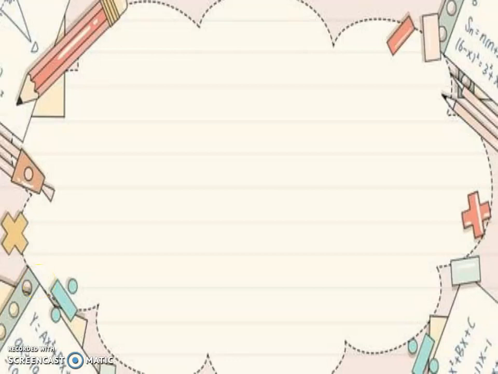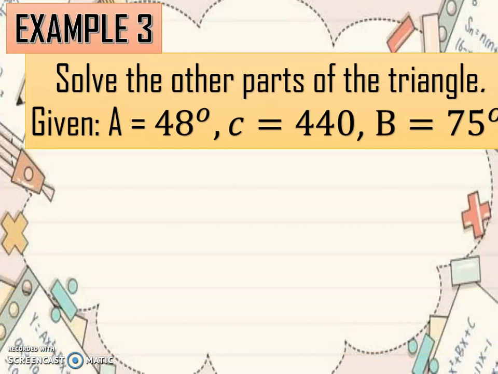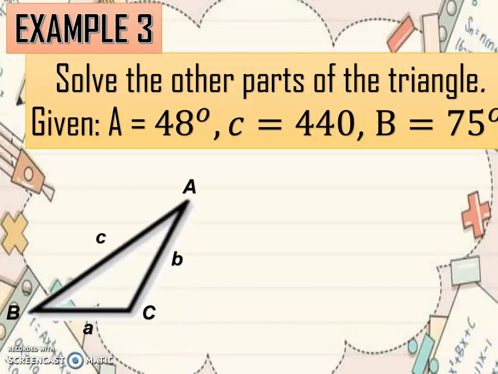Now, we're going to proceed to example number 3. Solve the other parts of the triangle given angle A is 48 degrees, side C is 440, and angle B is 75 degrees. So first things first, class, we're going to illustrate our given. The given here is 2 angles, angle A and angle B, and one side, which is in between these 2 angles, meaning this side is an included side.